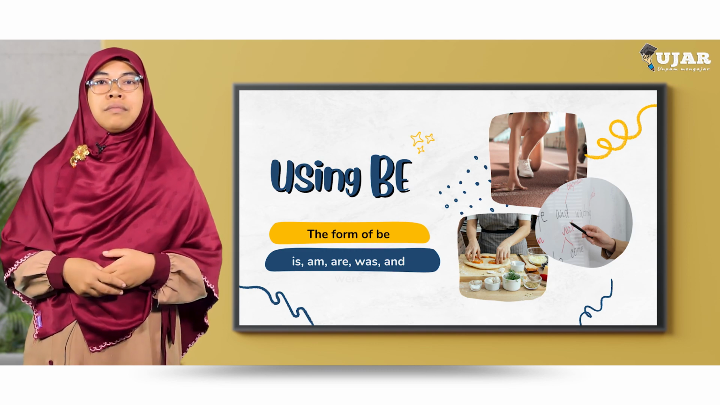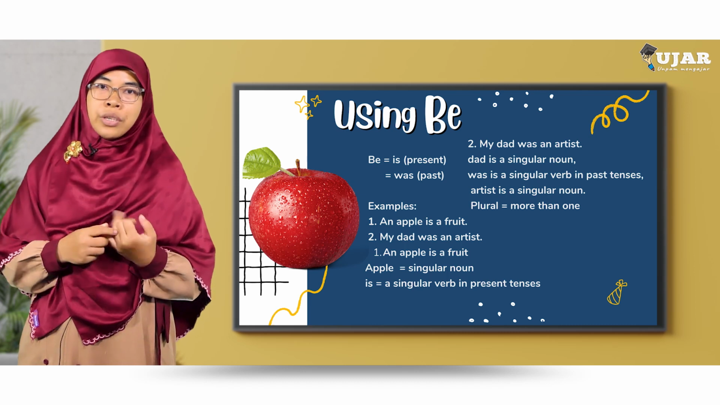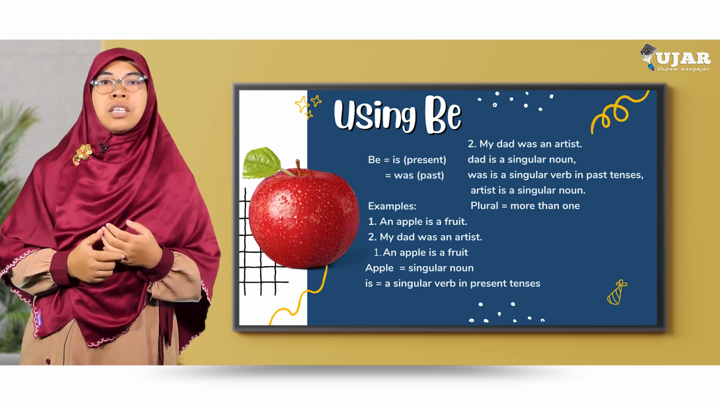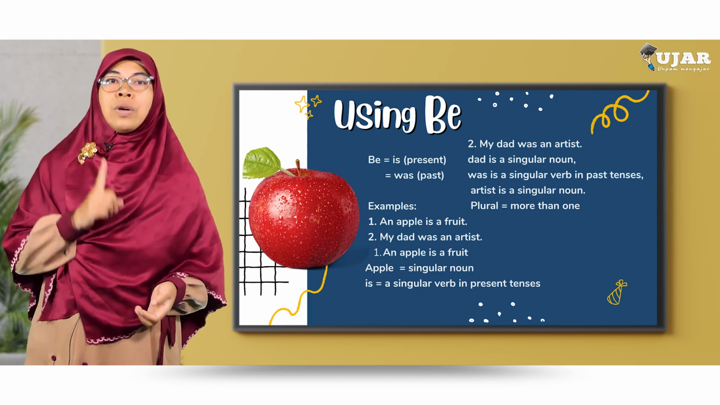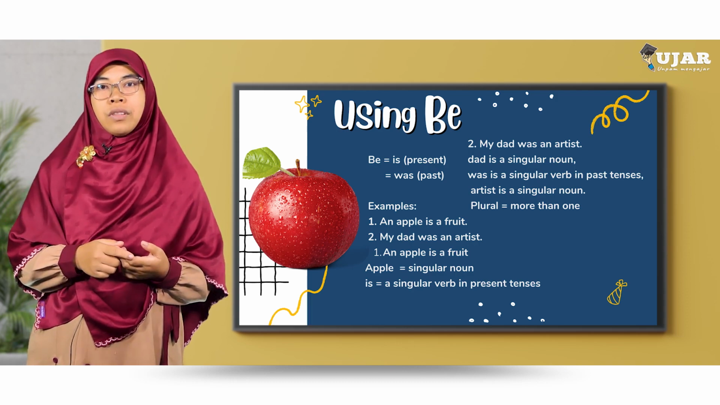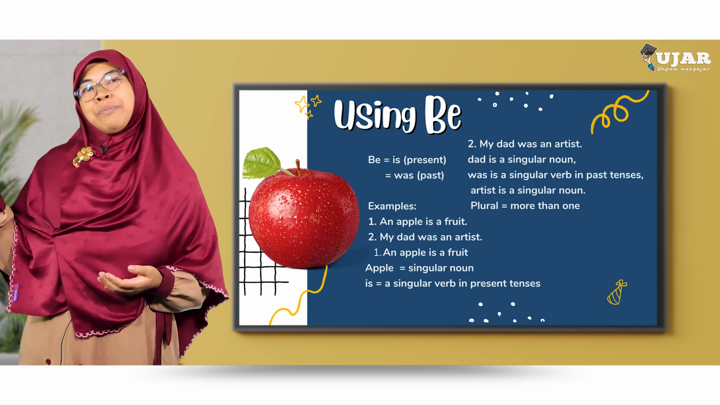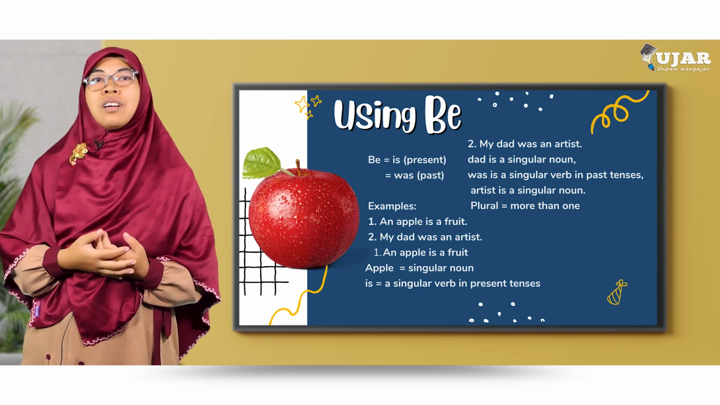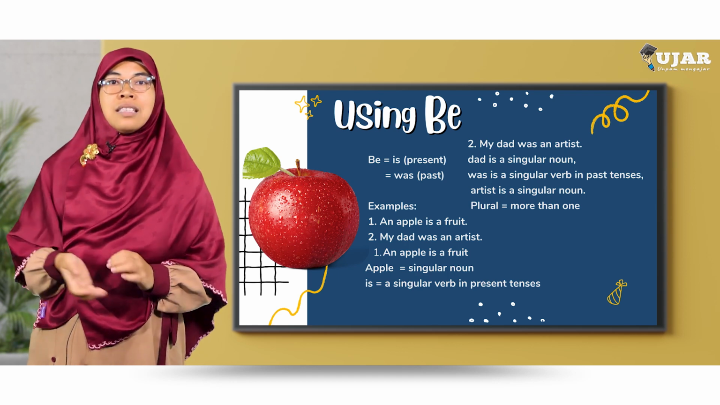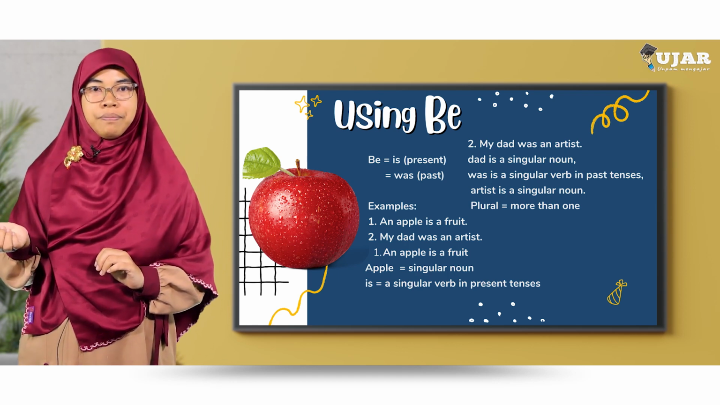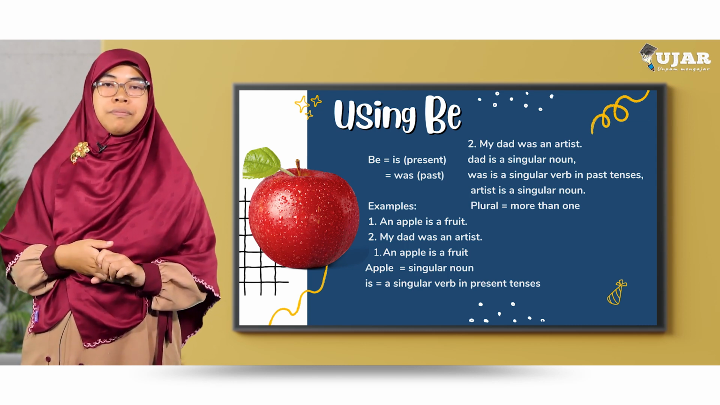The second one, using be for nouns. Noun can be classified as singular and plural. Singular noun means one. It means there is only one noun mentioned at that time. Now look at the picture. How many apples are in the picture? Yes, there is only one apple. So we can say that an apple is singular noun. Is and was are used for this type of noun.